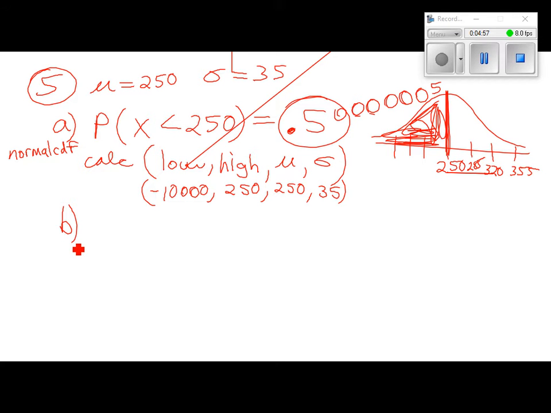Probably got that 5 now that I think about it. It's probably got that 5 on the end because it's actually including what's exactly at 250.